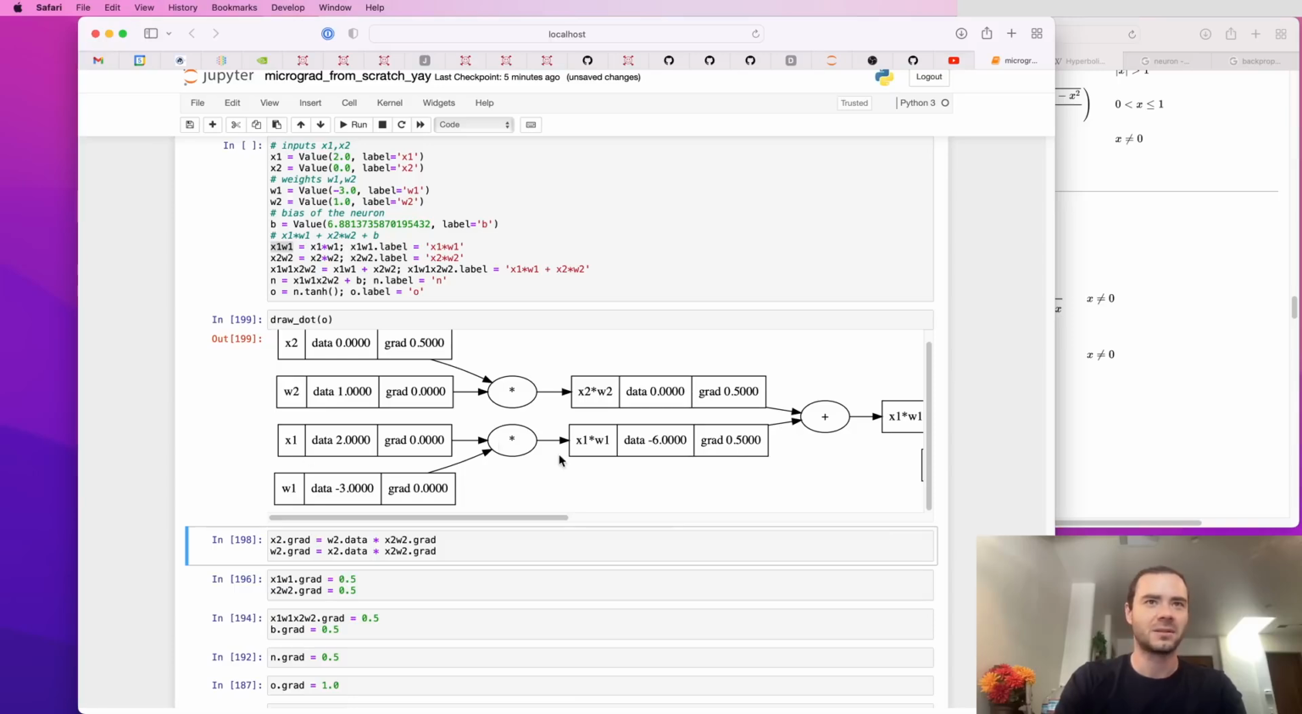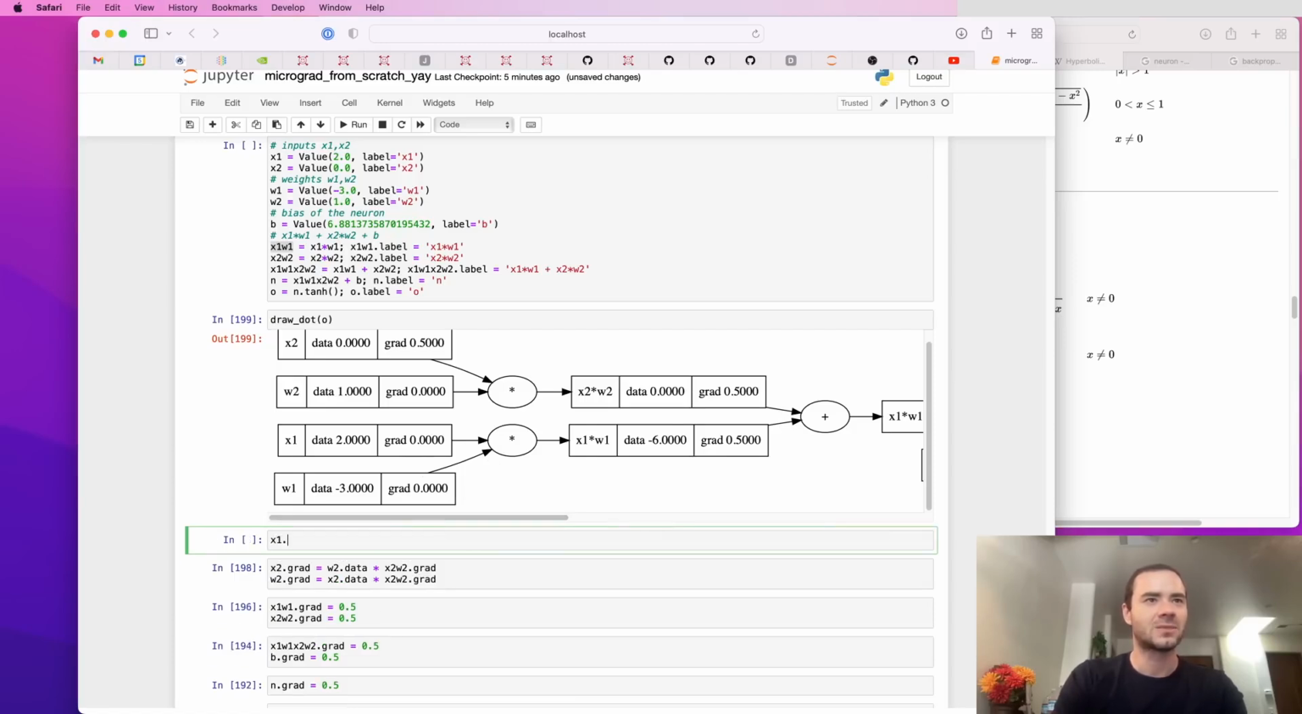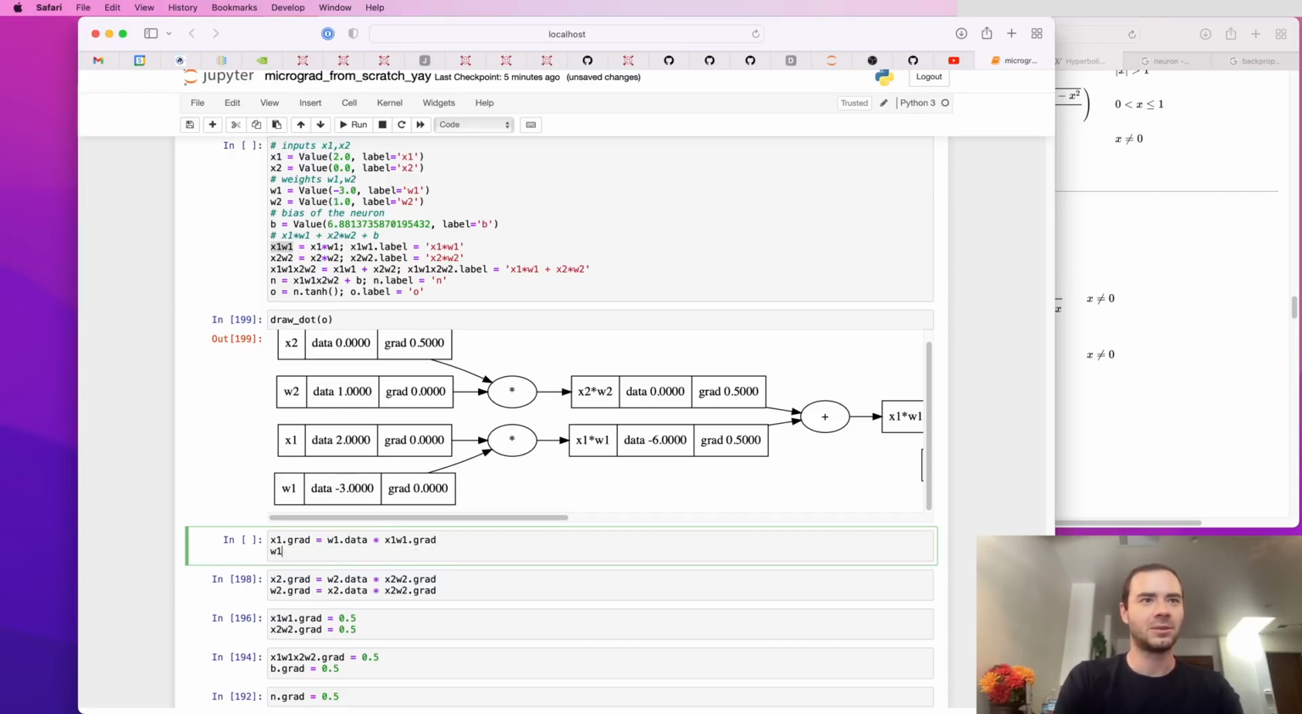And let's do it here. 0.5 should come here and flow through this times. And so we'll have that x1.grad is, can you think through a little bit what this should be? The local derivative of times with respect to x1 is going to be w1. So w1's data times x1w1.grad, and w1.grad will be x1.data times x1w1.grad.